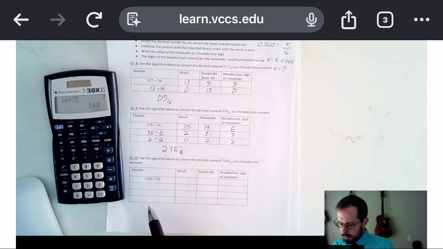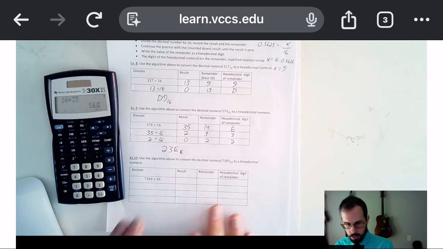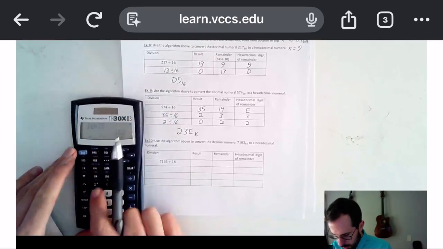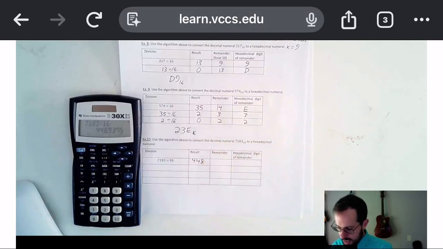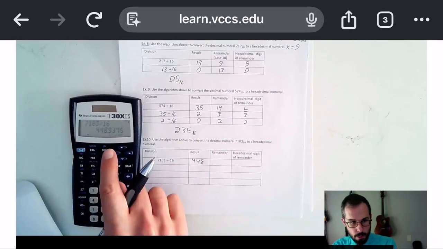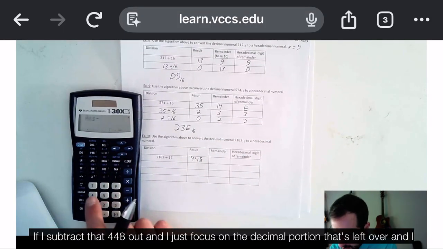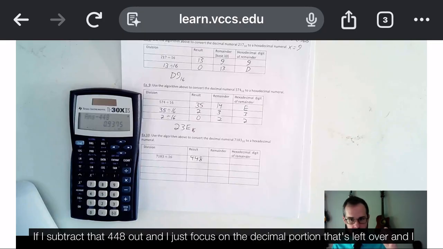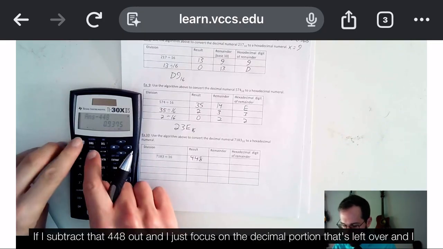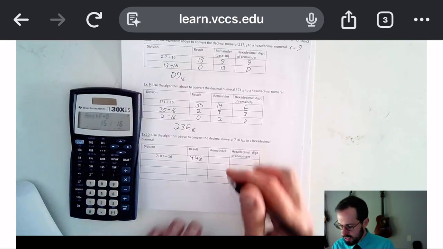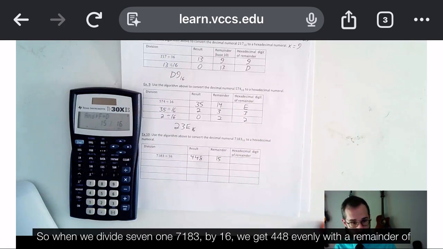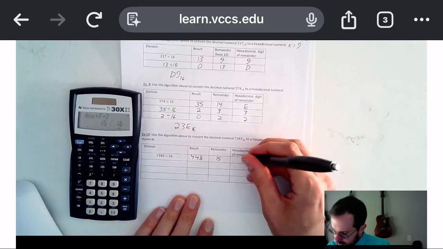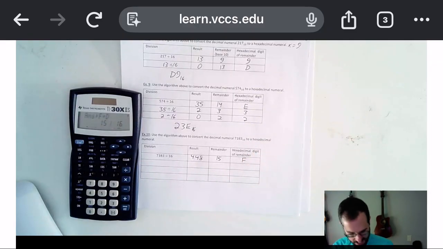Last example here, let's convert 7,183 to a hexadecimal numeral. All right, numbers getting a little bigger here. 7,183, divide this thing by 16, I get a rather large number of 448. So just to show that other process, the other way we could do this, if I subtract that 448 out, and I just focus on the decimal portion that's left over, and I convert that part into a number of sixteenths, I get that that's equal to 15 sixteenths. So when we divide 7,183 by 16, we get 448 evenly with a remainder of 15. Now the hexadecimal digit of that 15 is our greatest digit in hexadecimal, which is F.